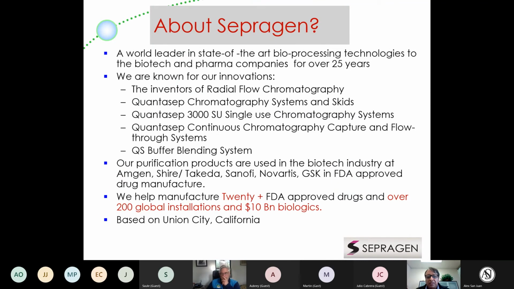So before we get started on the subject of the columns, a little bit about Sepragen for some of you who are not familiar with the company. The company's been around for well over 2 decades, and we have a whole suite of well-established products for downstream processing. Certainly, we are inventors of radial flow chromatography, which we'll talk about today, but we also have a whole line of chromatography systems and skids going from the bench scale all the way to large scale that are used in GMP manufacturing. And they can be used with radial columns or any other columns.